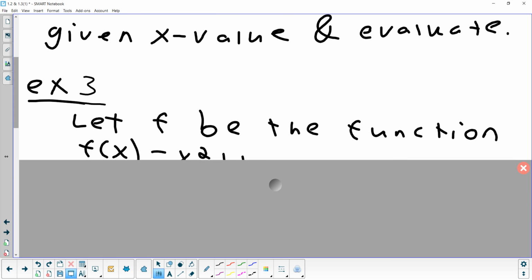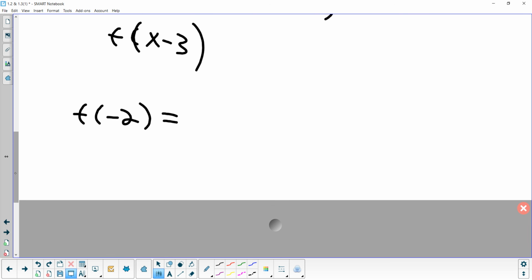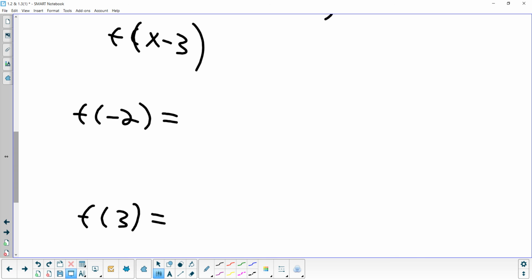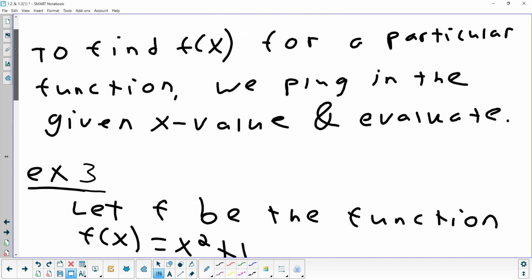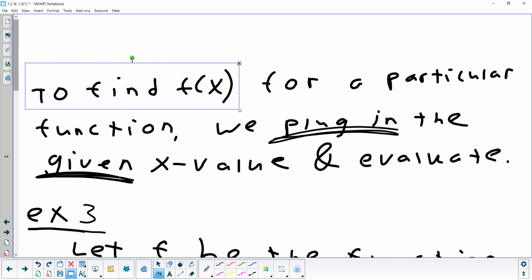So you might see a question that says something like, let me show you, like this. This means f of -2 or f of 3. So what does that really mean to do? Well, it means if they give you a particular value, take the value that they give you and plug it in. That's all that it means. Take the value that they give you inside the parentheses and plug it into the formula that you're given.